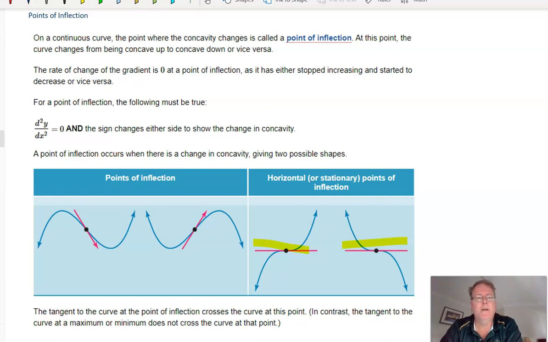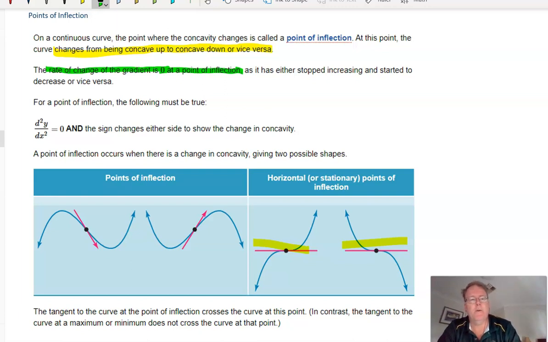but they are changes in gradient, therefore they are by definition points of inflection. So a point of inflection by definition is where the curve changes from being concave up to concave down, or vice versa. The rate of change of the gradient is 0 at a point of inflection. That's another key piece of information. The rate of change of the gradient is 0 at a point of inflection.